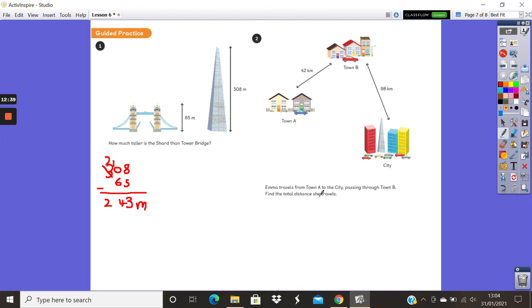Emma travels from town A to the city, passing through town B. Find the total distance she travels. Okay, so the distance from town A to town B is 42 kilometres, and then town B to the city is 98 kilometres. So you need to add those two together to find the total distance, again putting it into column method.